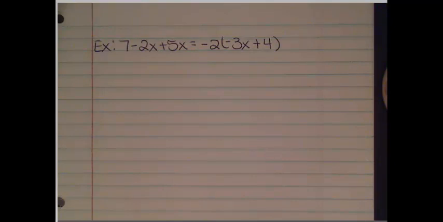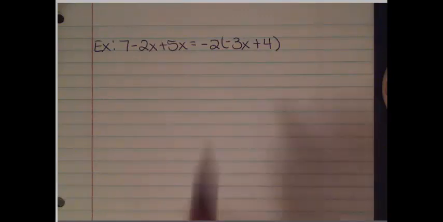We don't have fractions, so we don't have to worry about step 1. We do have parentheses, so we do need to worry about using the distributive property. And we need to distribute this negative 2 in. So I'm going to copy down that side and then distribute my negative 2 in. Negative 2 times negative 3x will be 6x. Negative 2 times a positive 4 will be a negative 8.